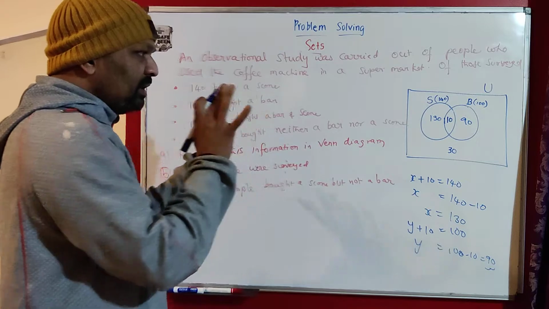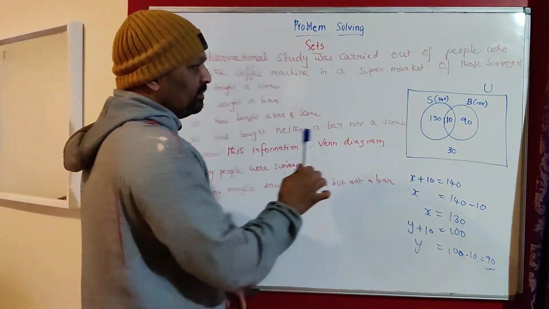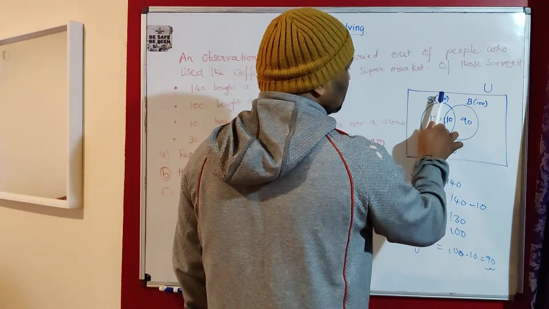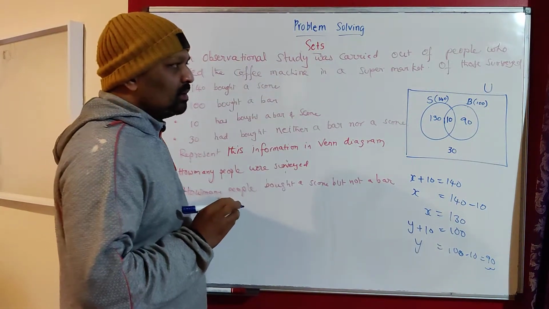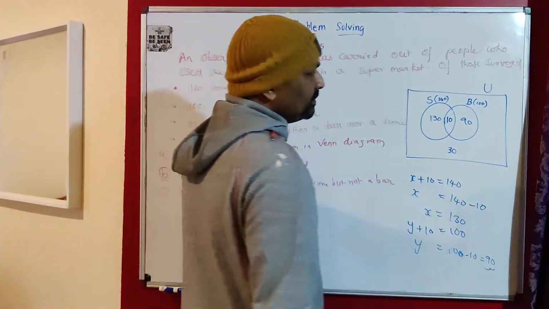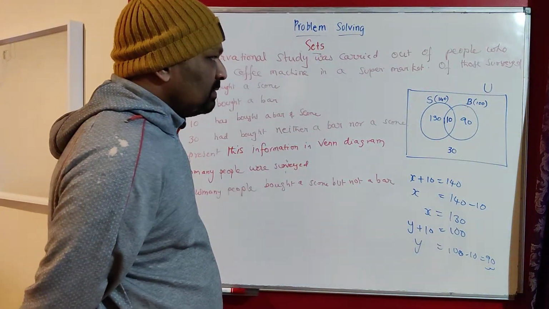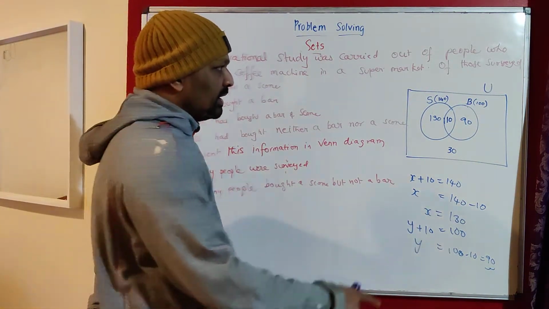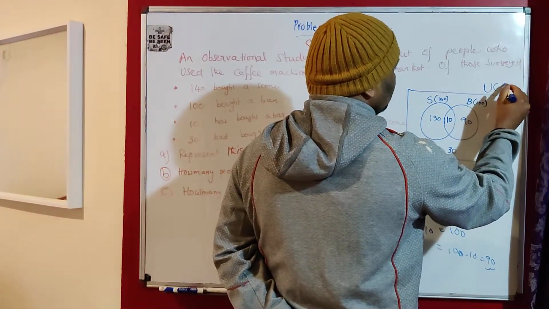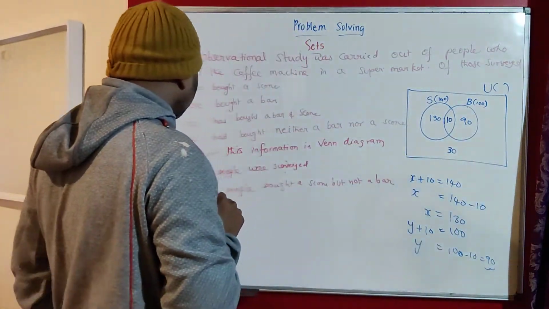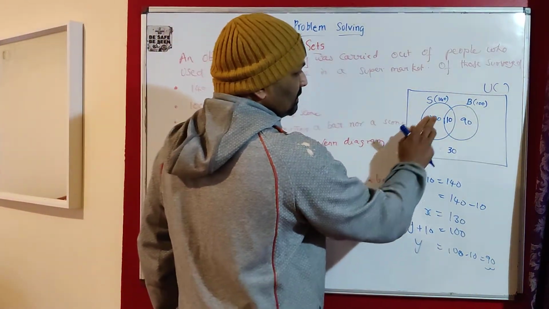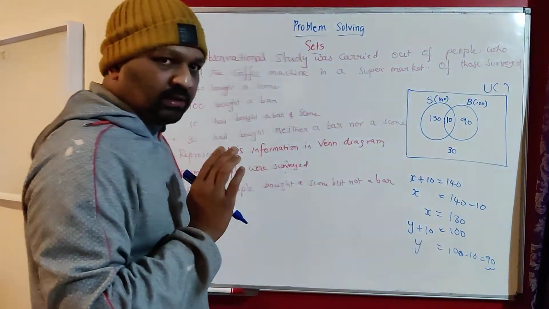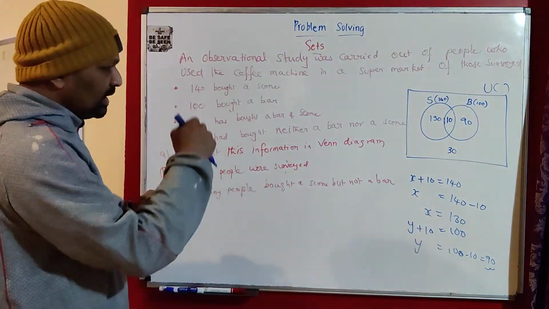Now the Venn diagram is complete. We filled this portion, this portion, this portion, this portion. There is one thing missing. What is this one? How many people were surveyed? Let's go one by one. Represent this information in the Venn diagram. We filled it to the maximum extent except this one. We will fill that part also in due course.